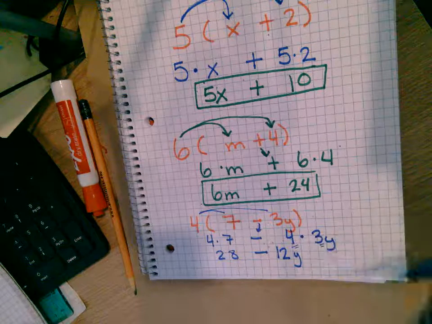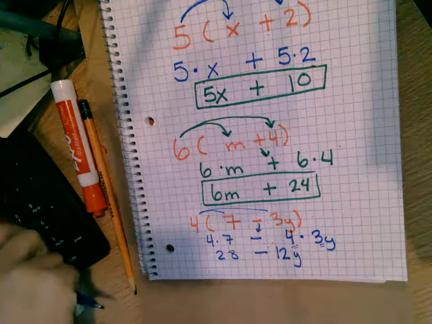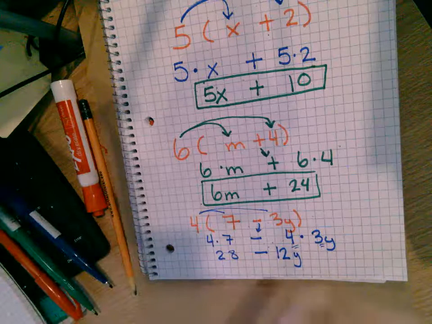What's 4 times 3? 12. And then you just stick the y. And if it's minus, we're just going to leave it as minus for now. The next day, I'll teach you what to do with that ugly minus sign.